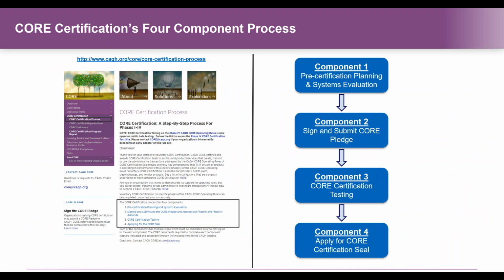Next up, I'll walk you through the 4 main components of certification and why those components are distinct, and that these components help walk you step by step through the actual process of achieving certification. Component 1 relates to the planning and evaluating of systems prior to beginning the certification process. Component 2 relates to the signing and submission of the CORE pledge. Component 3 relates to certification testing. And component 4 relates to the application process.